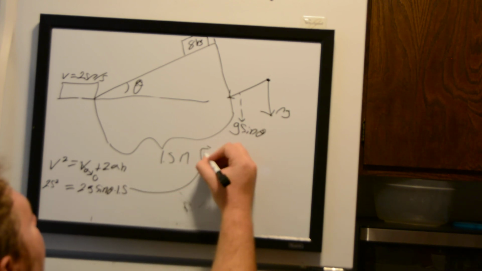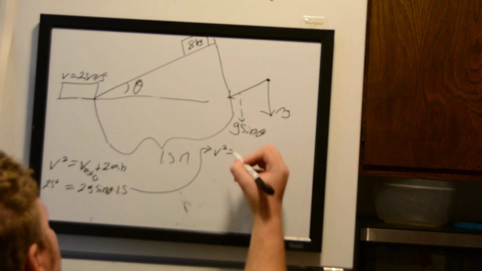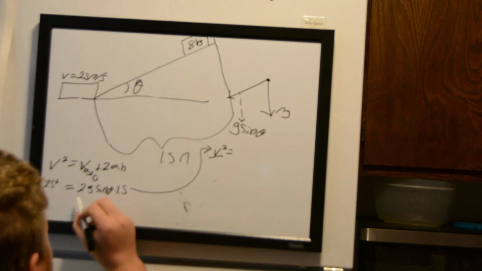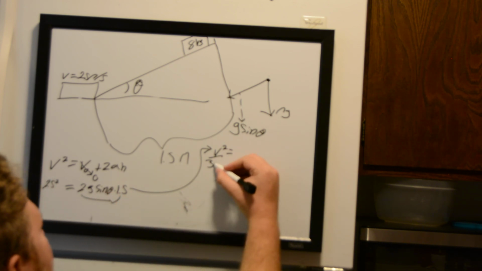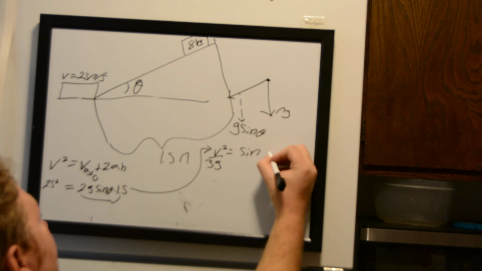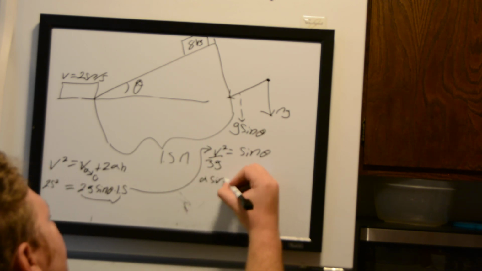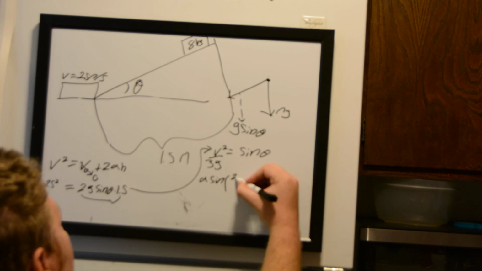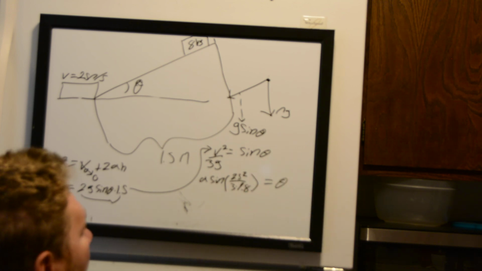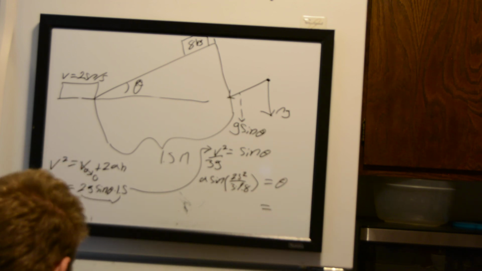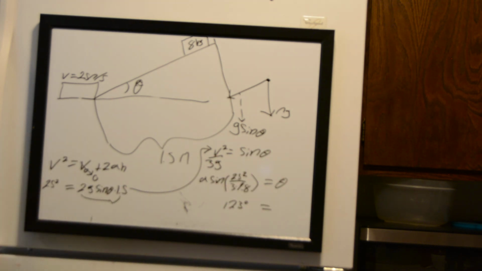So let's take that back over here and solve this equation for theta. We have v squared divided by 3, that's our 2 times our 1.5, times the acceleration of gravity, is equal to sine theta. Then we can take arc sine of both sides to clear the sine out of there. So here we have arc sine of our 2.5 squared over 3 times the acceleration of gravity is equal to our theta. And when we plug that into a calculator, we find that our theta is equal to 12.3 degrees.